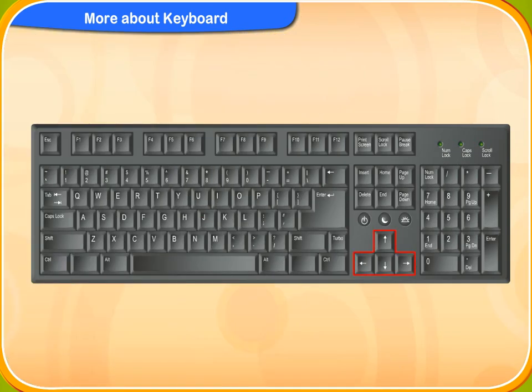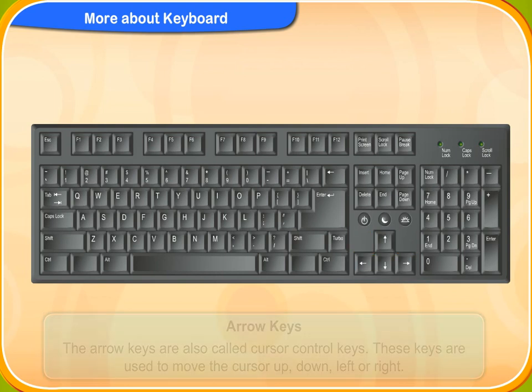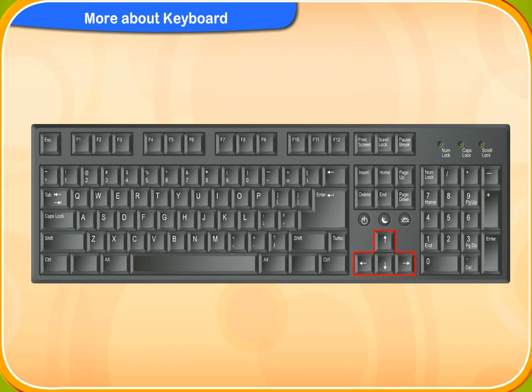These 4 at the bottom are the arrow keys, aren't they, Clicko? Yes, these are the arrow keys. The arrow keys are also called cursor control keys. These keys are used to move the cursor up, down, left or right. Which arrow key is used to move the cursor up? Yes, look at the keys.